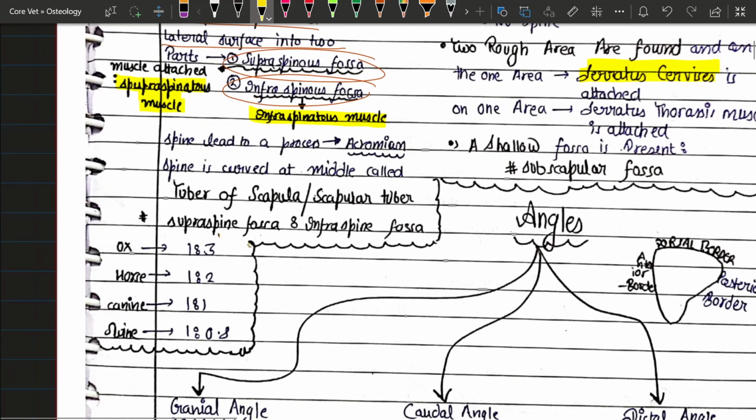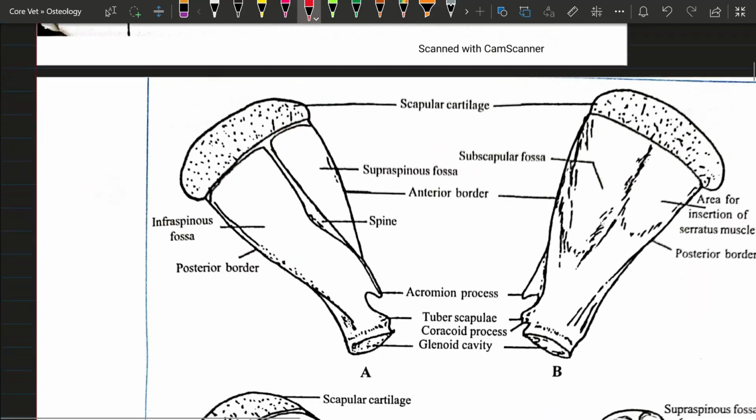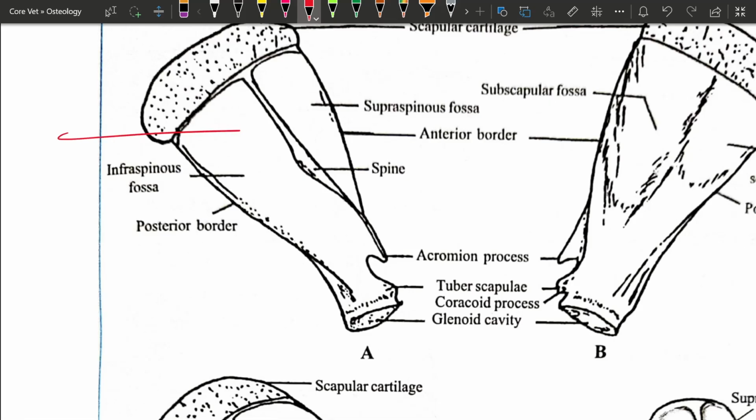Now the spine is curved at the middle, and there is a tuber of scapula, or scapular tuber, present on the spine. At the middle aspect of the spine, there is the tuber of scapula. Let me show you how it is seen. So this is the lateral aspect, or the lateral surface.